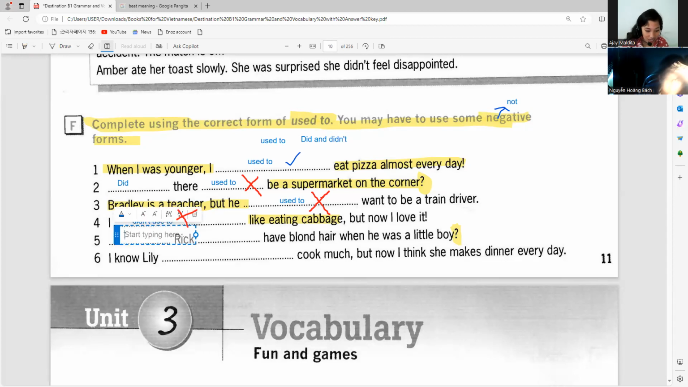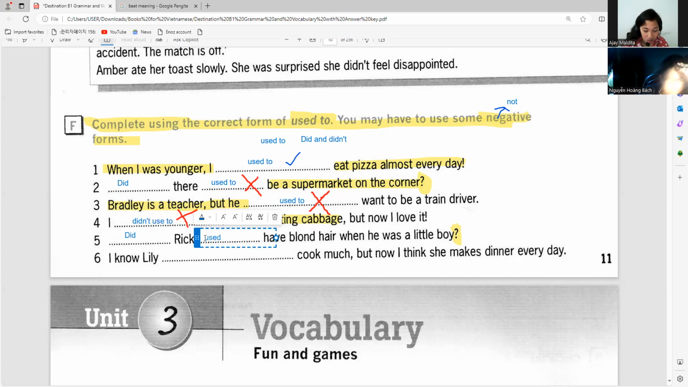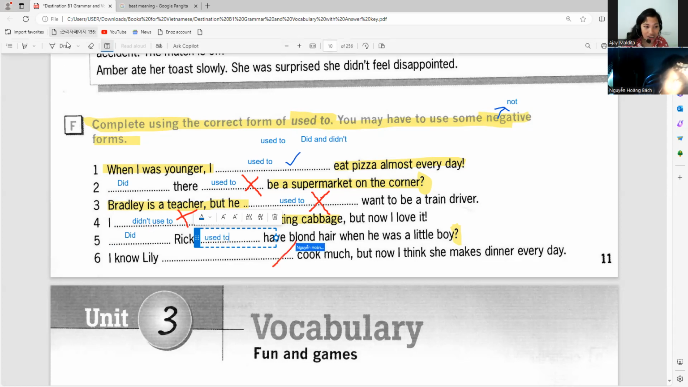Did. That's right. Used to. Isn't true. Yes, that's right. Did Rick use to have blonde hair when he was a little boy? Okay, your answer is correct. Okay, so you have another point.